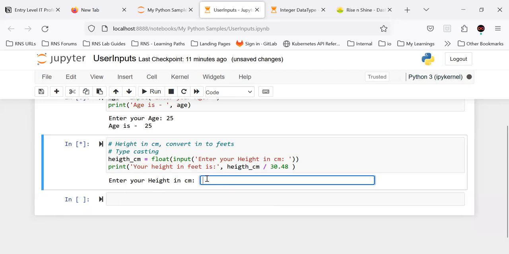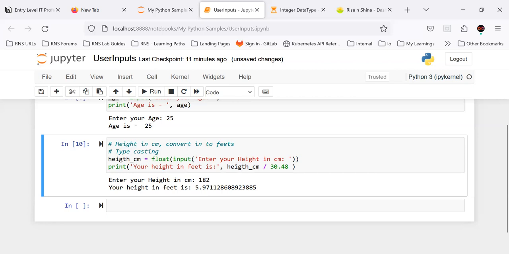Enter your height in centimeters. Okay, let's take some value, 182. And if I enter it, now you see that we didn't get any error. It has performed the conversion into feet, that is 5.9 feet. And in the float representation, you see there are all these characters showing.